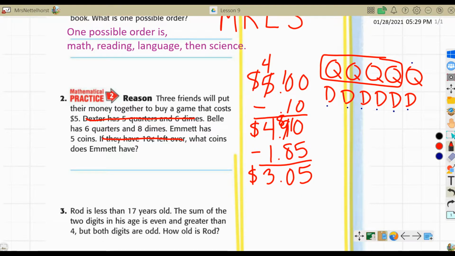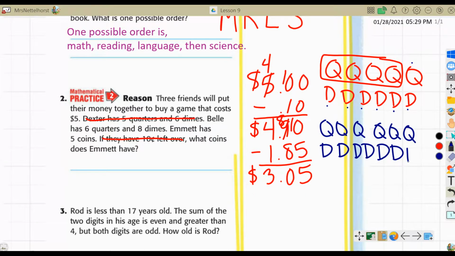Okay. Belle has 6 quarters and 8 dimes. So now I'm going to switch colors so we don't get confused. Here's Belle's money. She has 6 quarters. 1, 2, 3, 4, 5, 6. And then she has 8 dimes. 1, 2, 3, 4, 5, 6, 7, 8. Okay, now I'm going to make a rectangle around 4 quarters because that's $1.